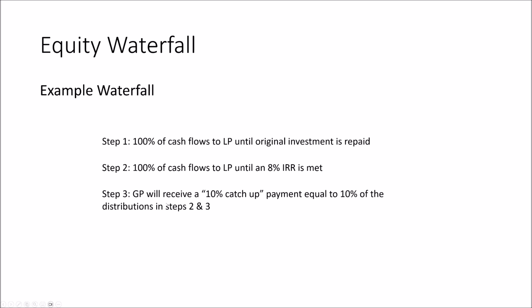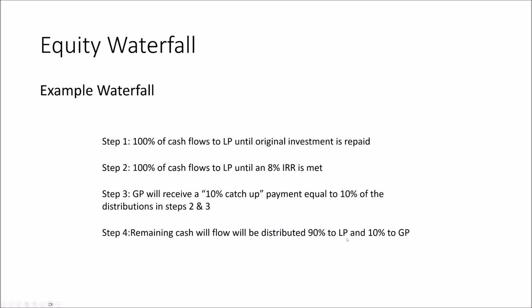And then basically it's 10% of the distributions in step 2 and 3. So we get to some tricky math there. We'll go over that briefly. But after that, remaining cash flow will be distributed 90% to LP, 10% to GP. Again, we've got 10% of the equity coming from the GP. So just in our little example, that's what we're looking at, the GP to get 10%.